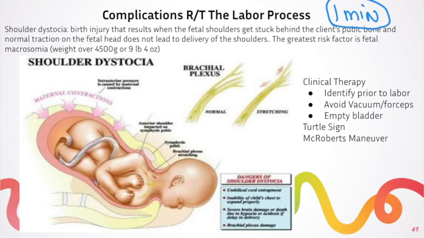Have I seen it before? Yes. Very, very rarely, though. I will tell you the things that we do, which is McRoberts, almost all the time will take care of this problem. Okay? The greatest risk factor of somebody developing shoulder dystocia is fetal macrosomia, which it says right there.